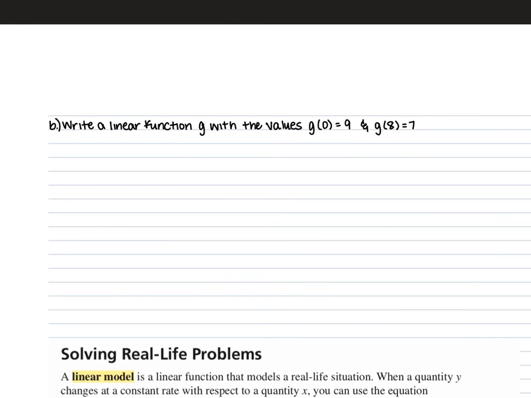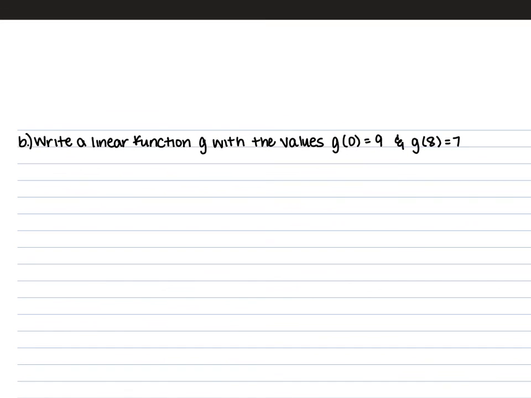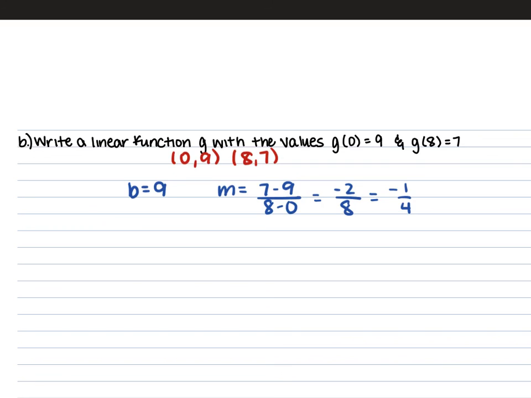For b, we have to write a linear function g with the values of g of 0 is equal to 9 and g of 8 is 7. So this is giving us ordered pairs of 0, 9 and 8, 7. So our y-intercept gives us a b value of 9, and our slope is the difference of 7 minus 9 over 8 minus 0. That 7 minus 9 is negative 2, over 8 minus 0 is 8, so that's negative 1/4. Plugging this in, y equals mx plus b, we're going to have y is equal to negative 1/4 x plus 9.